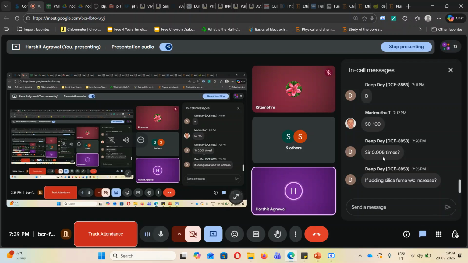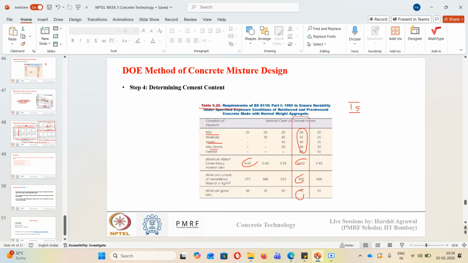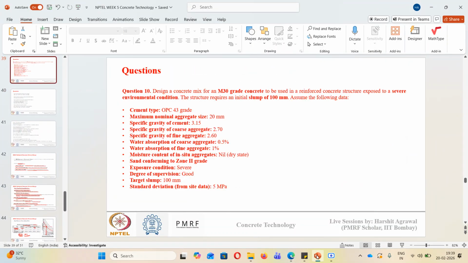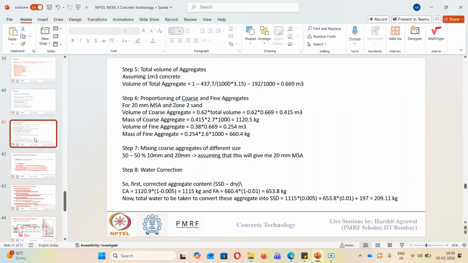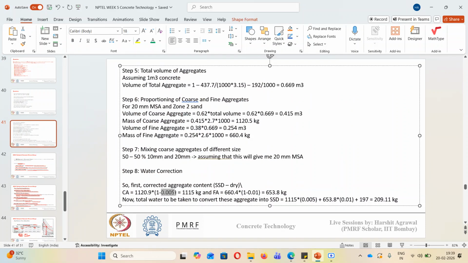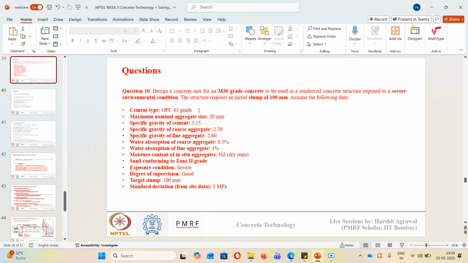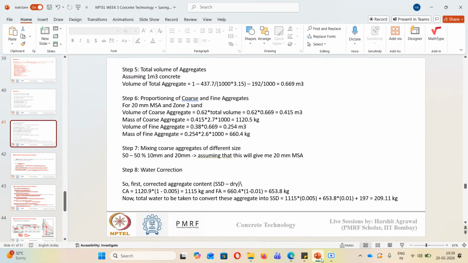What is 0.005? In that question, if you just go through it once more, 0.5% was the water absorption capacity of coarse aggregate. So for correcting the weight of aggregate, I multiplied that. 0.5% means 0.005 in terms of value. Just see this slide once again and do the mixture design on your own, and then check the calculations that I have done.